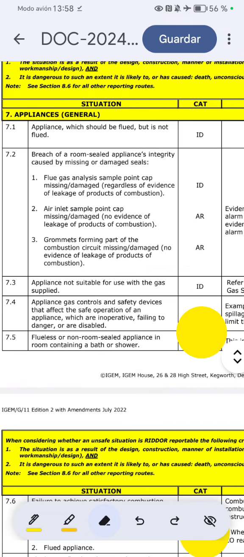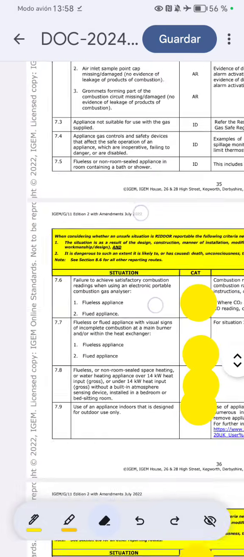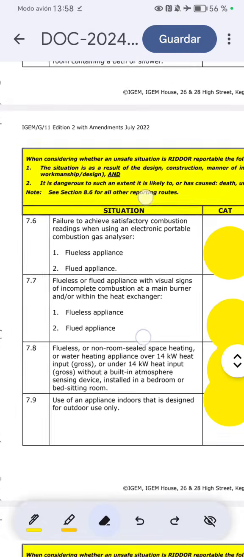7.5. Flueless or non-room sealed appliance in room containing a bath. I'm going to say these both are ID. Yes. 4 wrong so far. Are we near the end?